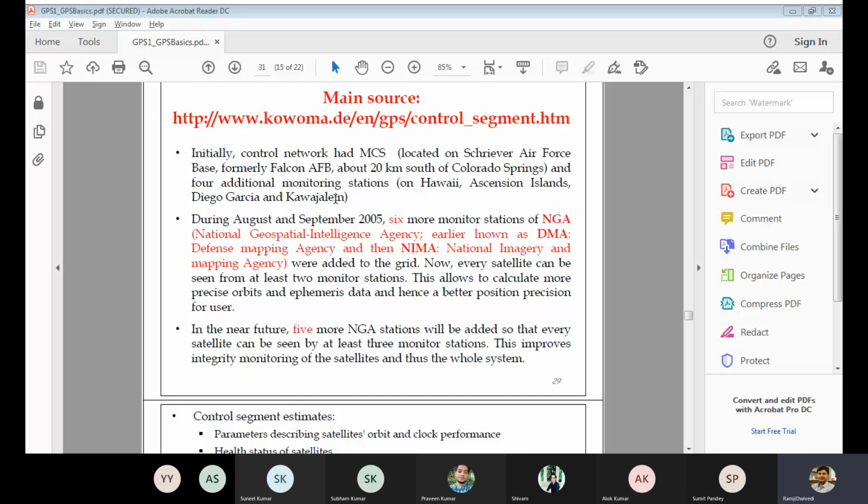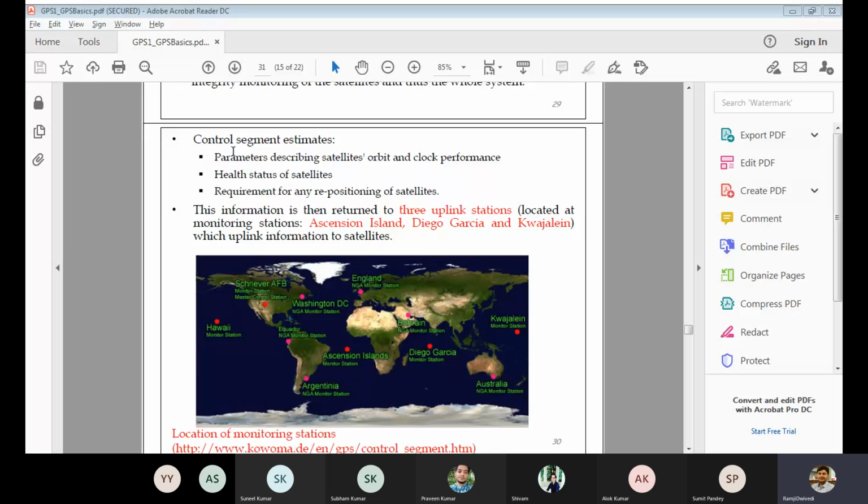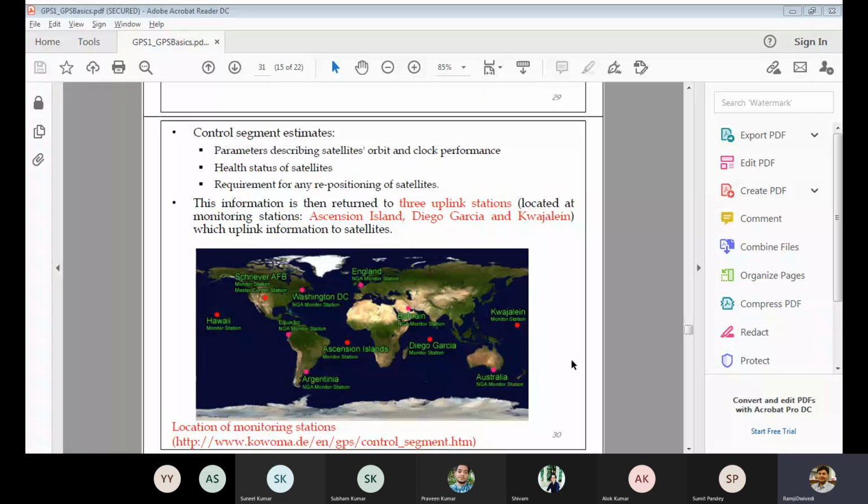There is one good figure which you should observe. The summary is that it computes the parameters describing satellite orbit and clock performance, the health status of the satellite, and any requirement for repositioning of the satellite. And that's how you see the location of monitoring stations. At present it is seen less here, but it is increasing. At present, there are 3 uplink stations located at Ascension Island, Diego Garcia, and Kwajalein. So this is the Hawaii station, this is Diego Garcia, this is Kwajalein. These are all monitoring stations plus equipped with uplink stations too.